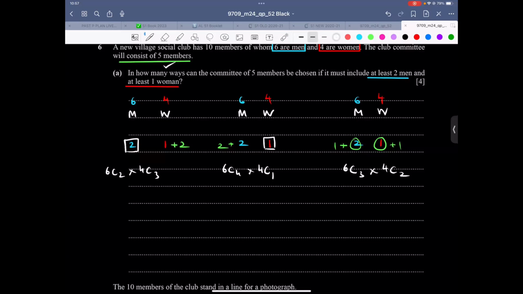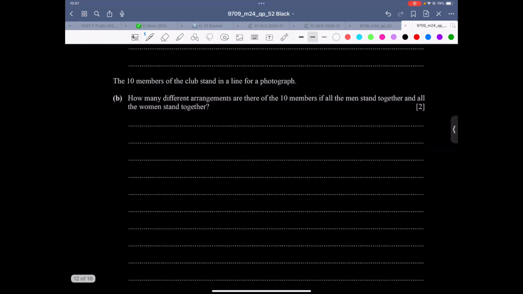6C2 into 4C3 comes out to be 60. 6C4 into 4C1 also comes out to be 60. The last one comes out to be 120. So the total number of options is 60 plus 60 plus 120. That comes out to be 240. That is part A.